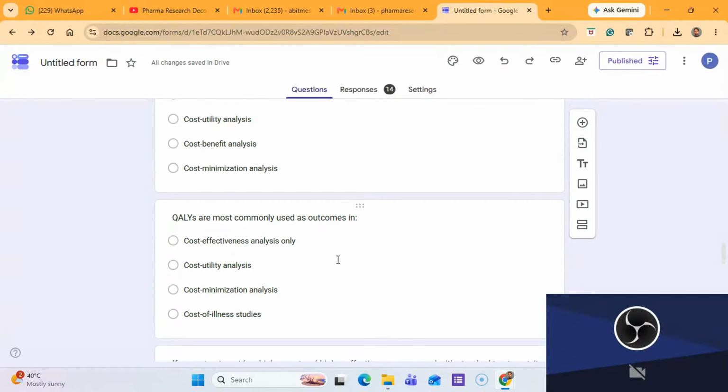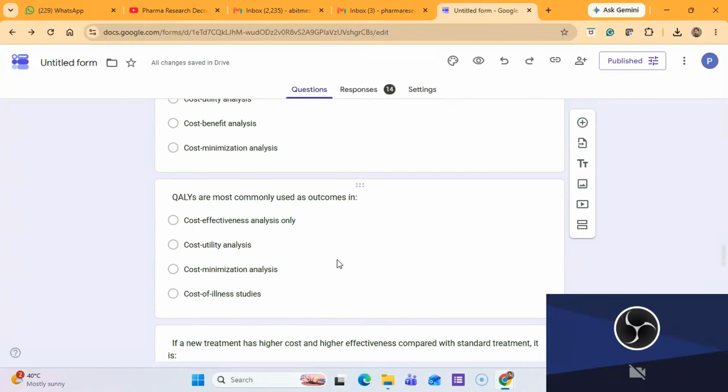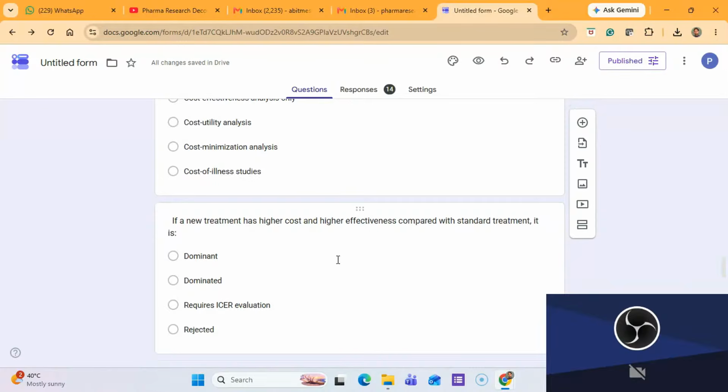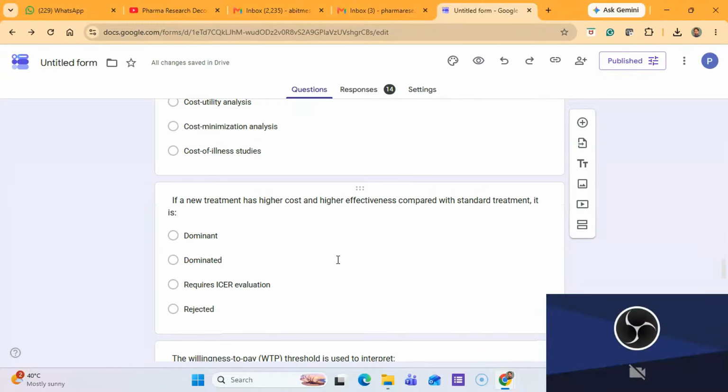QALYs are most commonly used as an outcome in cost utility analysis. If a new intervention has a higher cost and higher effectiveness compared with standard treatment, what answer have you picked? Dominant, dominated, require ICER, or rejected? Answer in the chat box. Is anyone there or have you left? Okay, require ICER. If the new treatment has higher cost, yes, require ICER, right?